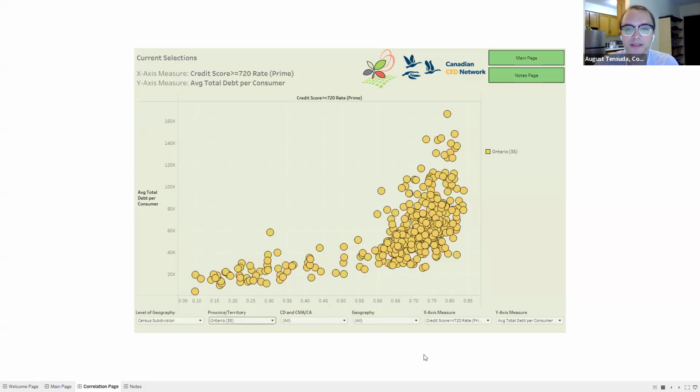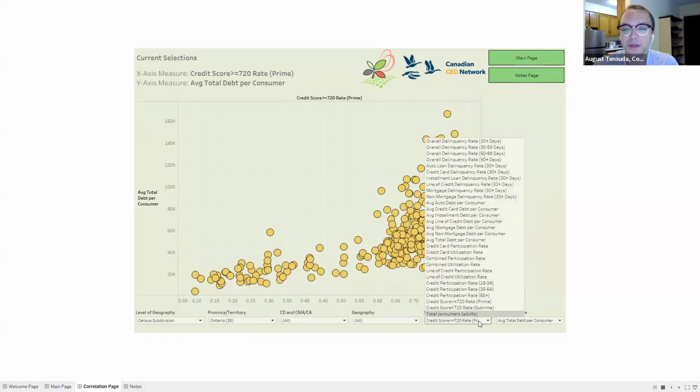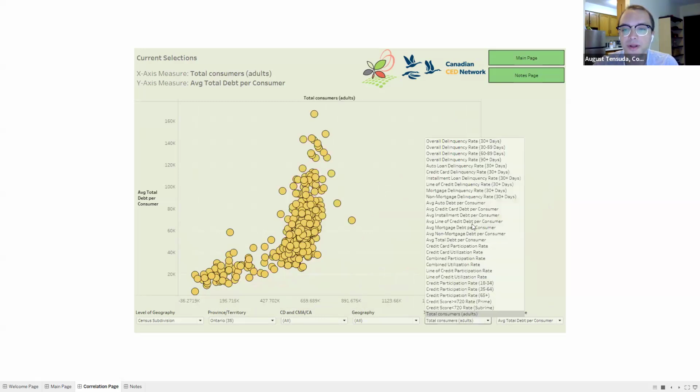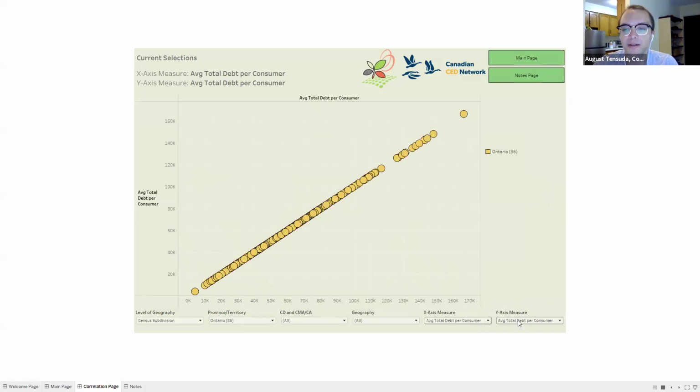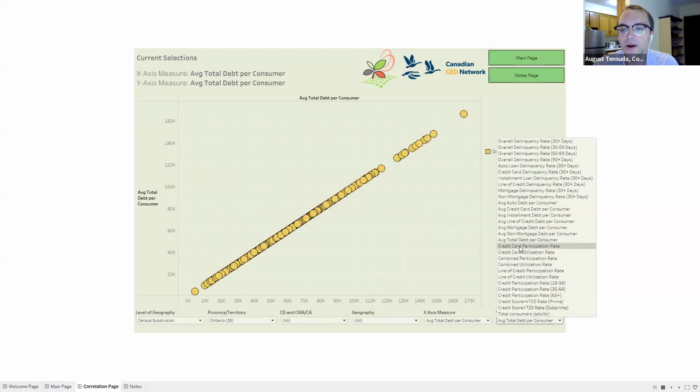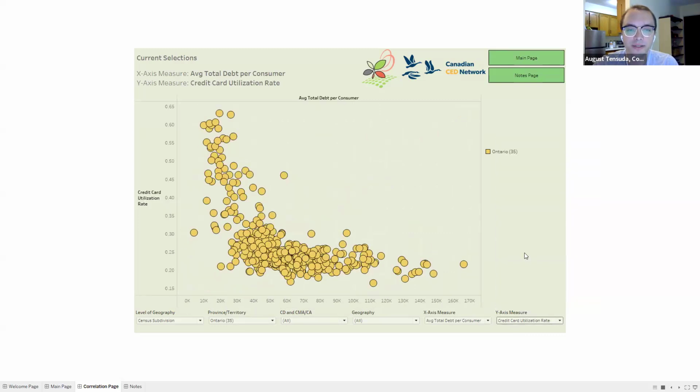So yeah, we can see the correlation here again. Let's take a look at something else. So maybe let's take a look at on our x-axis, I'm gonna put average total debt per consumer, which we had for y-axis, and then we just get the diagonal line. And on the y-axis, I'm gonna put the credit card utilization rate. This should be interesting.